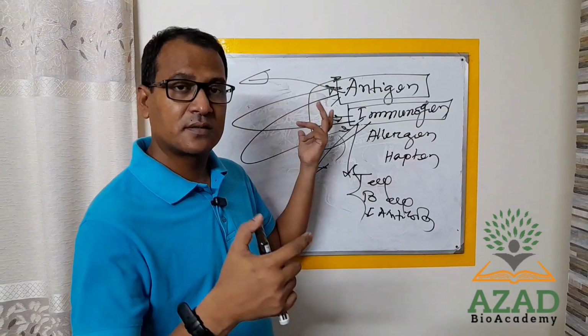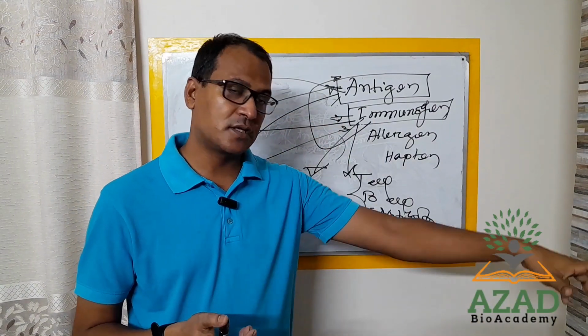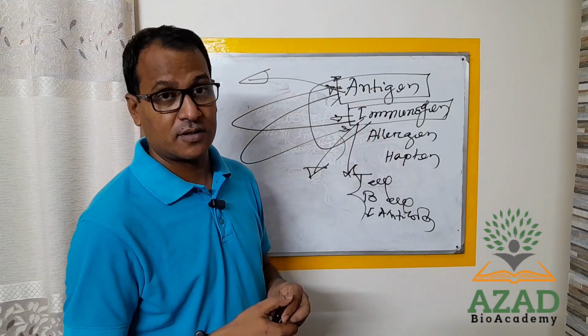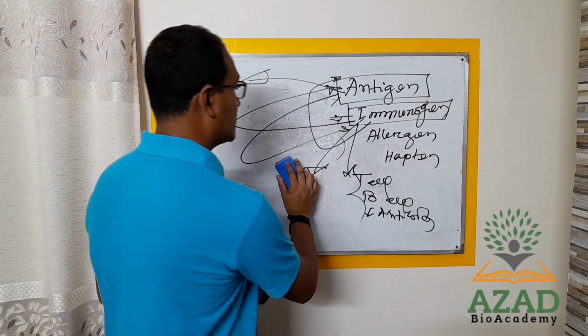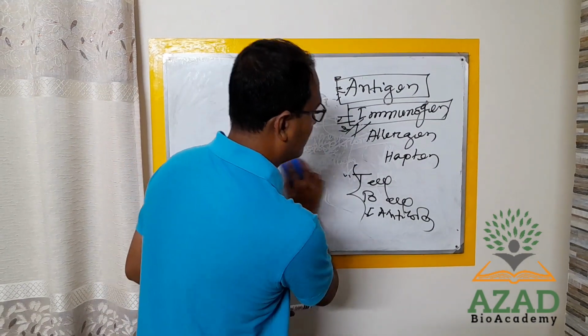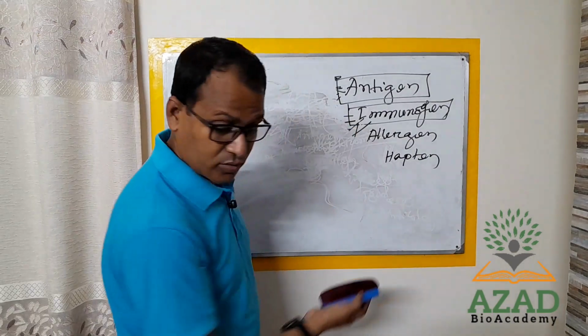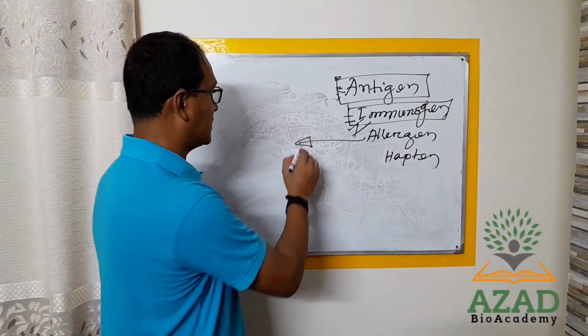And when a substance enters your body and any extent of immune cells get involved, then you can say it is an antigen. Okay. So the next one is allergen. What does allergen mean? So allergen is a special type of antigen. It's also an antigen.